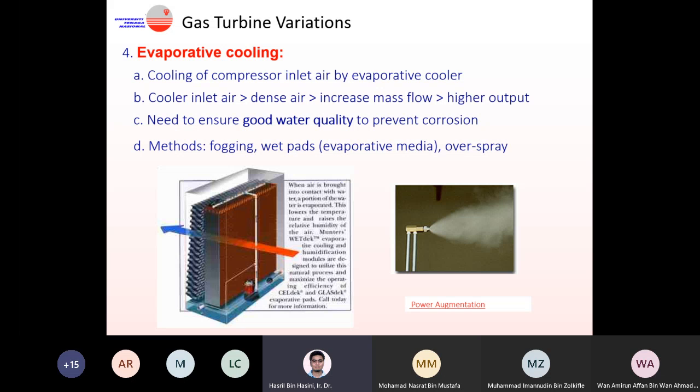So currently we can use the fogging method, or you can use a wet pad. You can use the evaporative cooling media. When we have a filter in our air filtration system, you can also put water in your filter just to make sure it is wet, to reduce the temperature. Or you can use the spray. So this is the method for evaporative cooler.